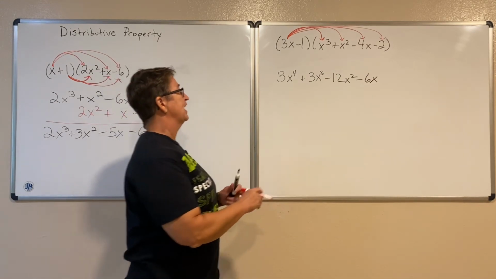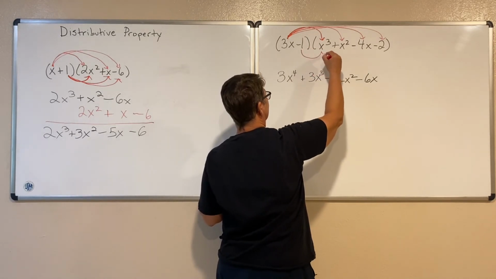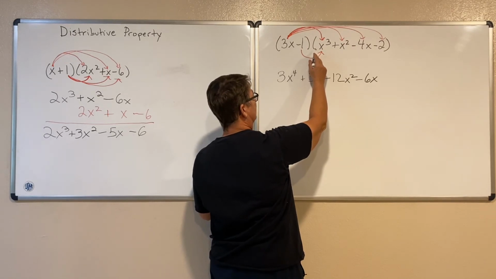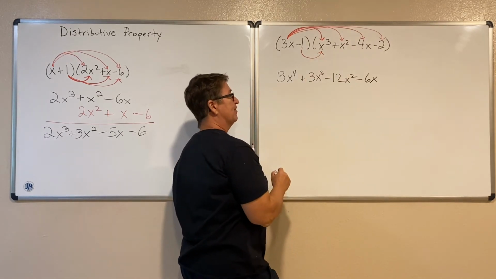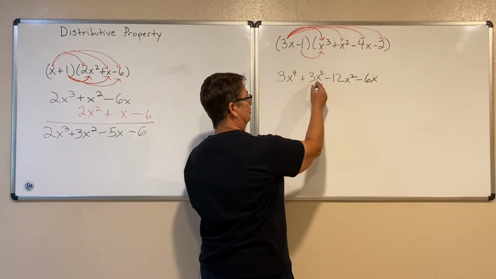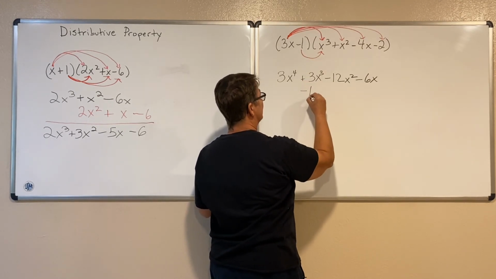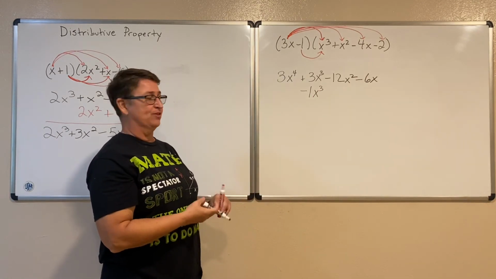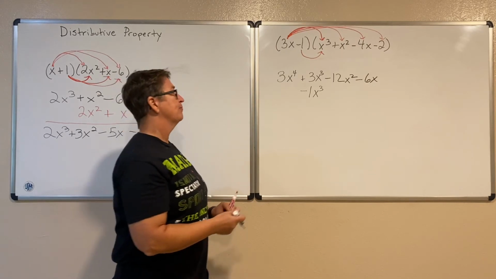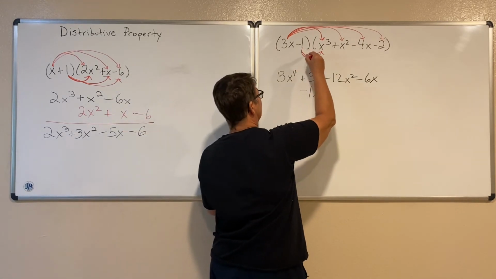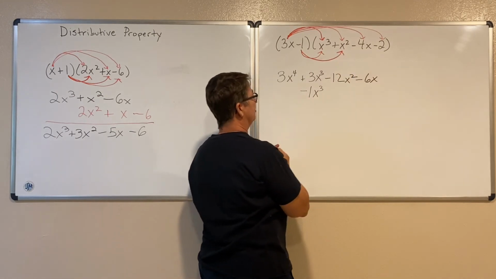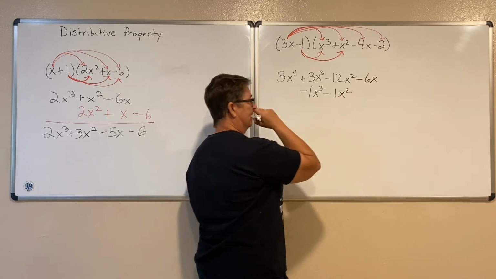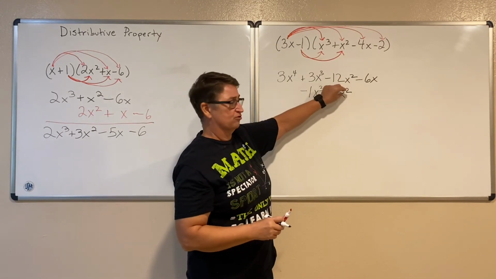Now we're going to distribute the negative 1. Negative 1 times x cubed, well, negative 1 times 1 is a negative 1, and then I'm going to have an x cubed. That x cubed matches with this x cubed, so maybe I should put that negative 1x cubed here with that, so I know in a minute when I combine them that those are the 2 I'm combining. And then here I have a negative 1 times x squared, so negative 1 x squared, and again I'm going to end up combining these 2 because they're like terms.